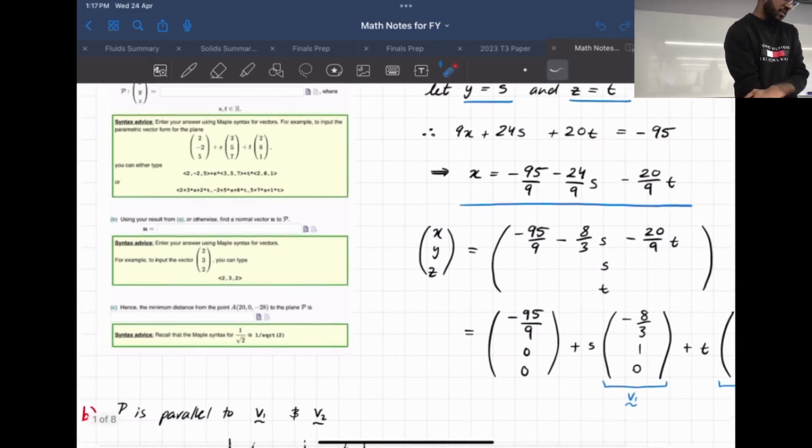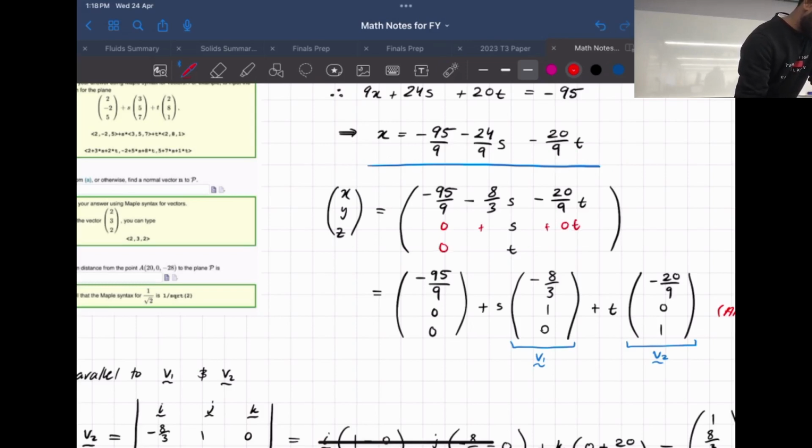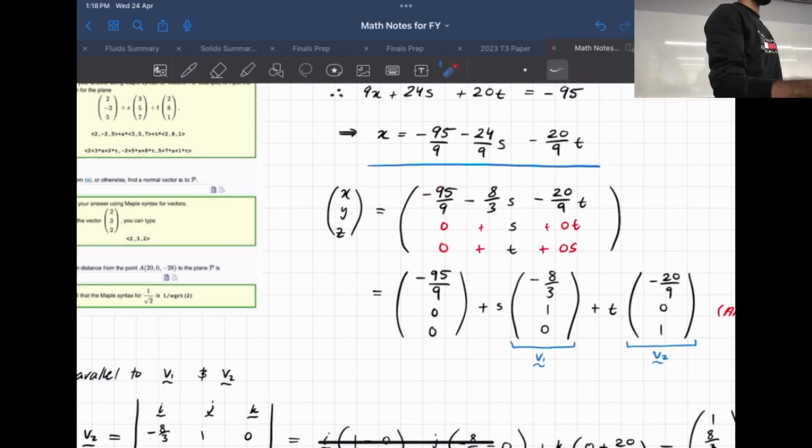Once we do that, we can just sub it into our vector x, y, and z, but we already know what y and z are. It's just s and t. And from this over here, we can break it down. So what I'm going to do here, I'm going to say 0 plus s plus 0t, 0 plus t plus 0s. I'm going to break it up into ones that don't have a parameter, so minus 95 on 900. Ones that do have a parameter, so one vector for s, and one vector for t.